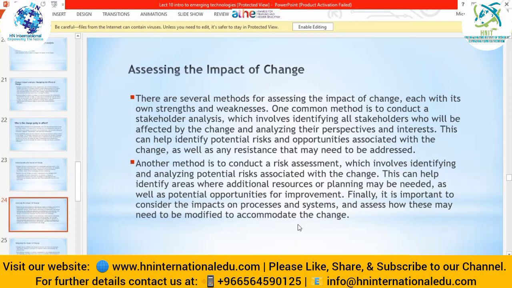change. This can help identify areas where additional resources or planning may be needed, as well as potential opportunities for improvement. Finally, it is important to consider the impacts on processes and systems and assess how these may need to be modified to accommodate the change.